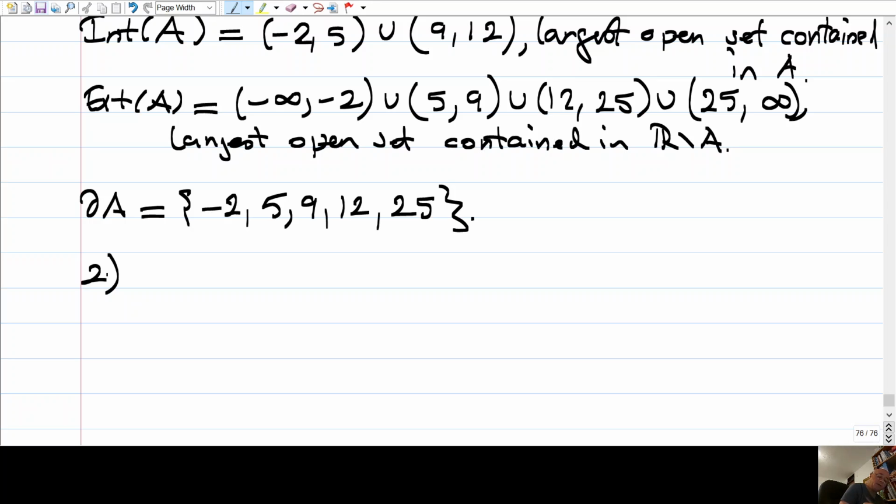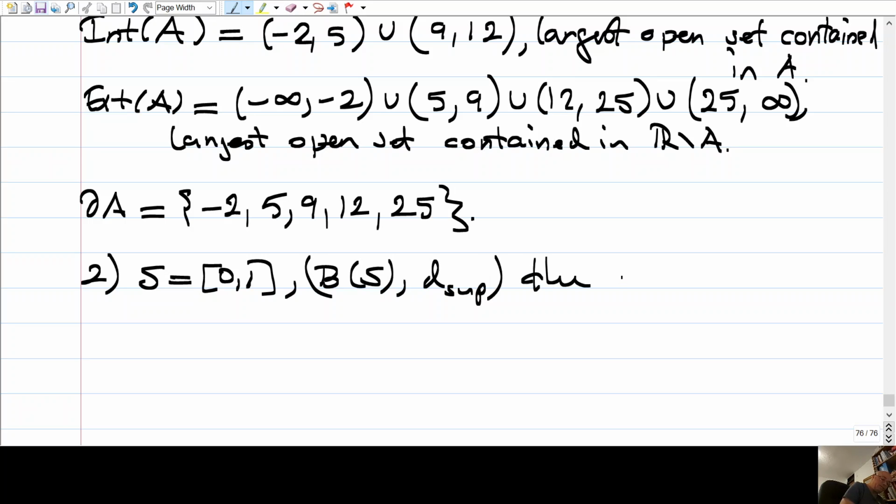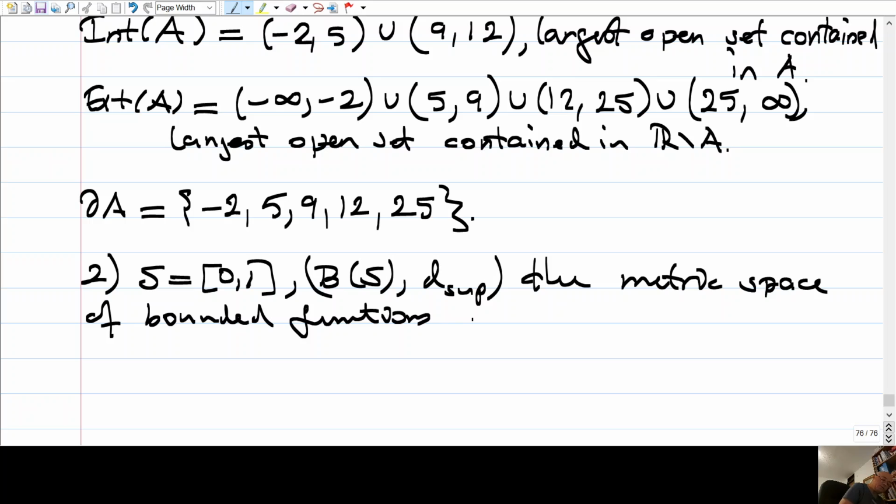Okay. Now consider the following metric space. Let S be the subset [0, 1], and consider BS, the metric space of bounded functions on [0, 1], with the sup metric as a submetric.